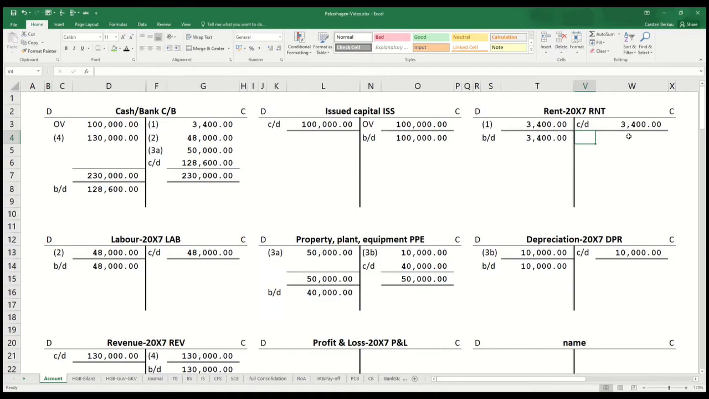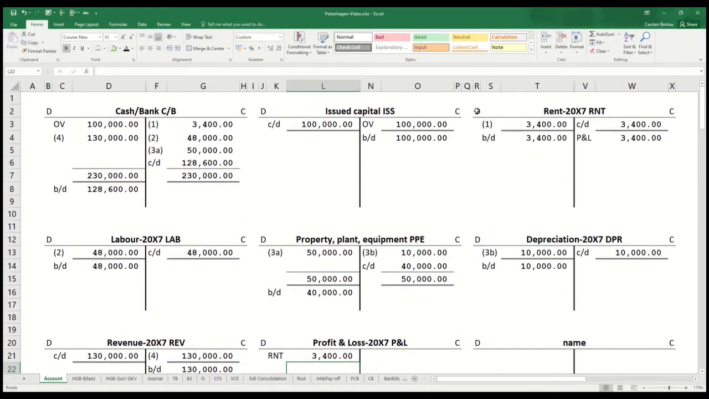So to zero balance the rent account, we have to add a credit entry in the rent account to the extent of 3,400. Now the contra account is the profit and loss account. Now, as we made a credit entry, we must make a debit entry. So the contra entry is Romeo November Tango, and it is 3,400 for rent.